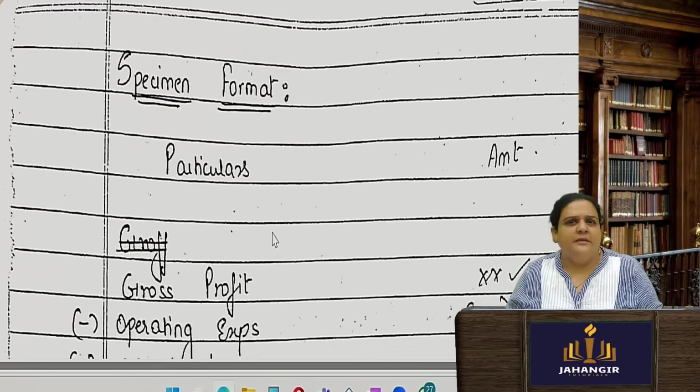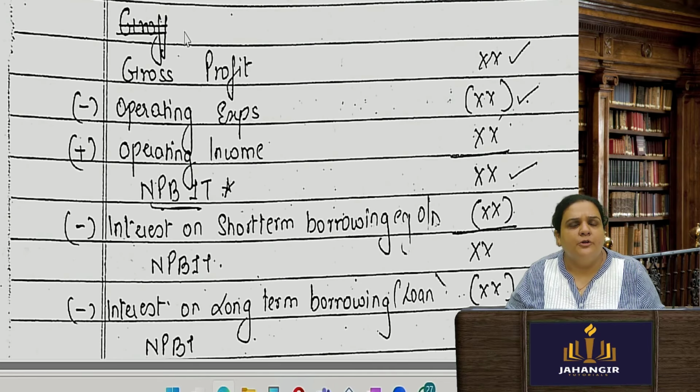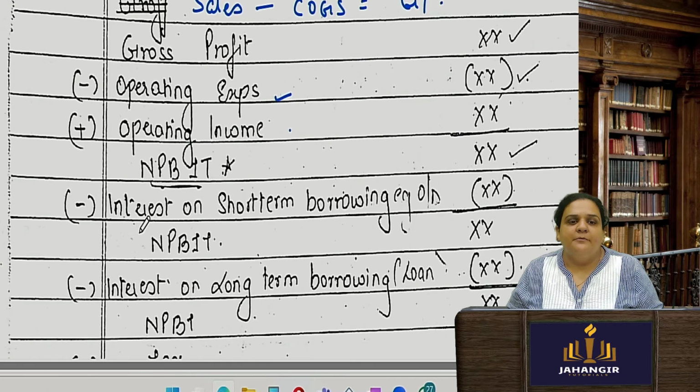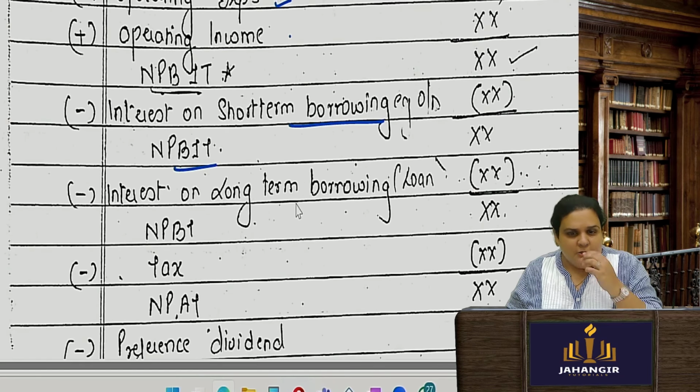Okay, so I'm just giving you one format. Whatever is your gross profit, how do you get your gross profit? You take sales or net sales minus your COGS, you get your gross profit. From there, you remove operating expenses and add your operating income. You'll get net profit before interest and tax, minus your interest on short-term borrowing, NPBIT, interest on long-term borrowing.